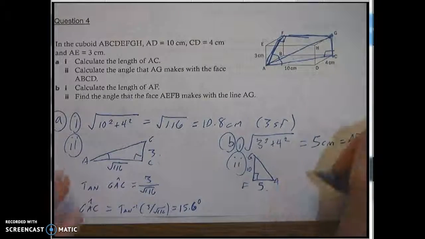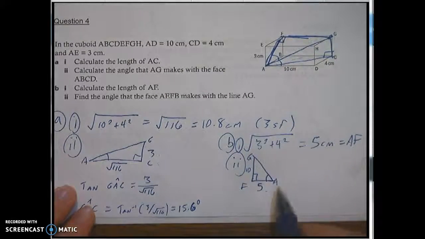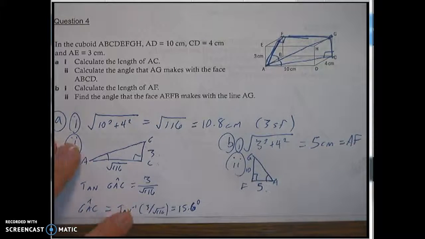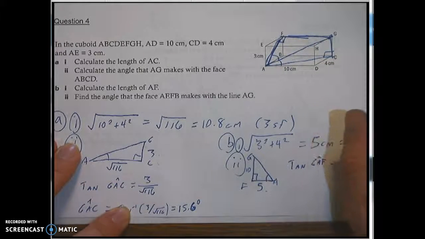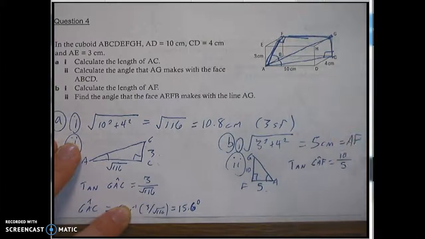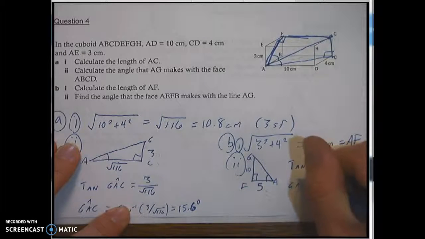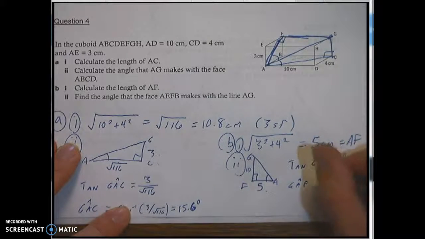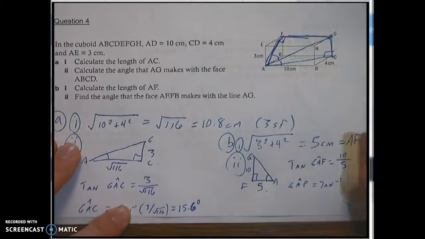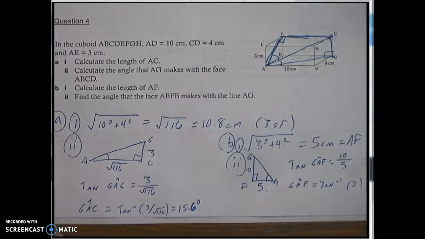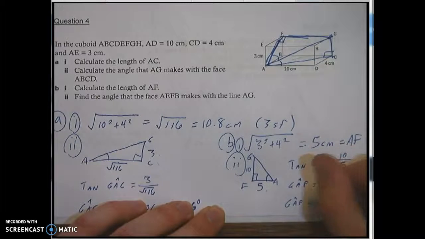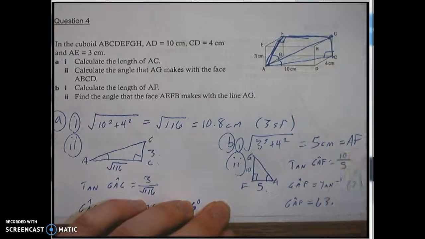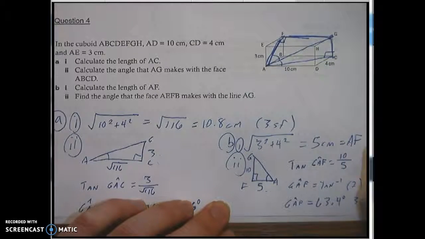So from the angle that I'm trying to find, I've got my opposite side and my adjacent side. So I'm going to do the tangent of angle GAF is opposite, which is 10, over adjacent, which is 5. So angle GAF should just be the tangent inverse of 10 over 5, which is just 2. And when I do that, angle GAF is just about 63.4 degrees, and that's to 3 significant figures.